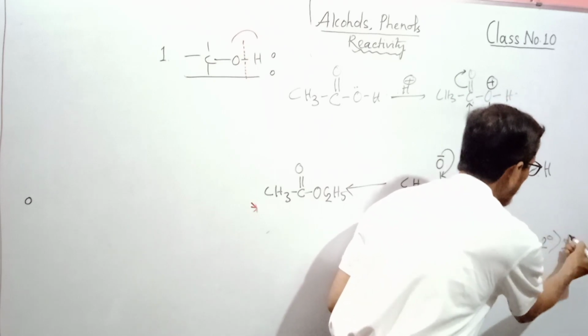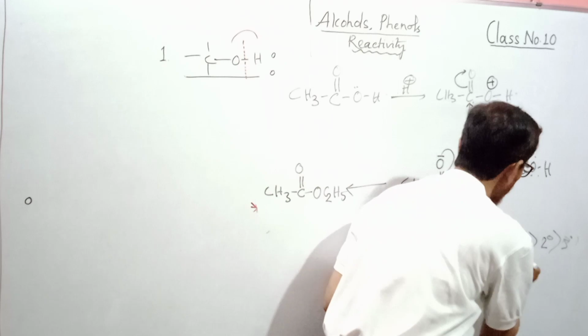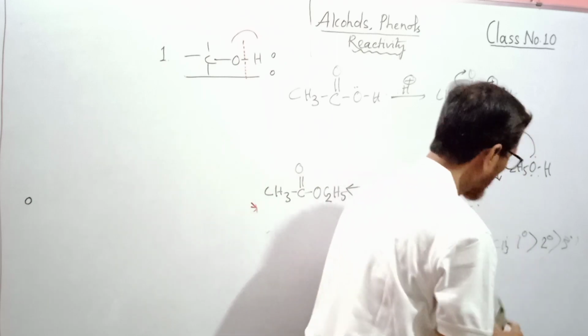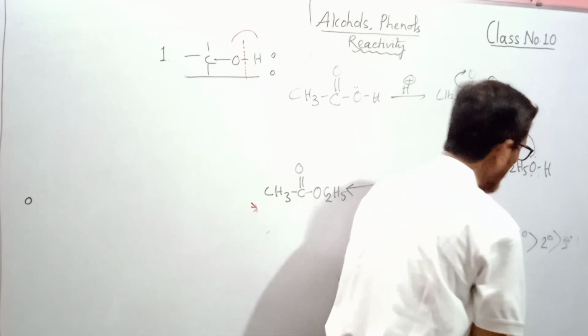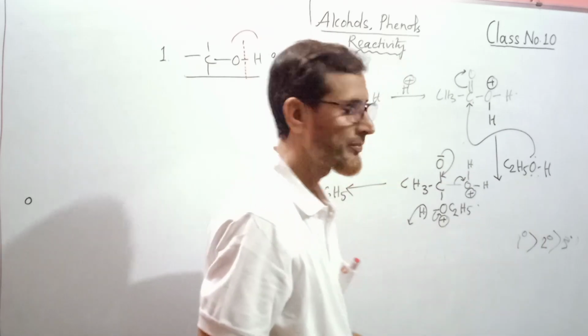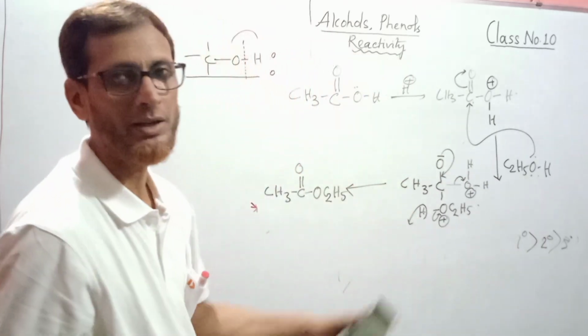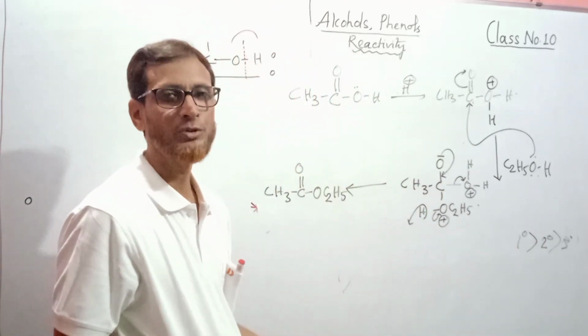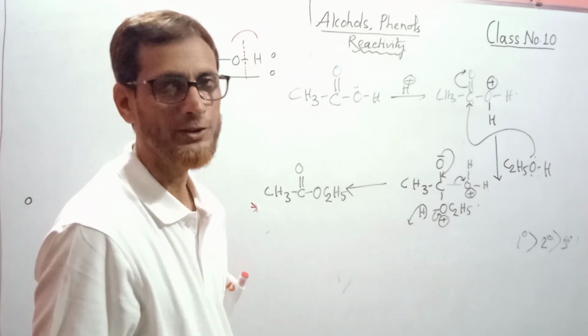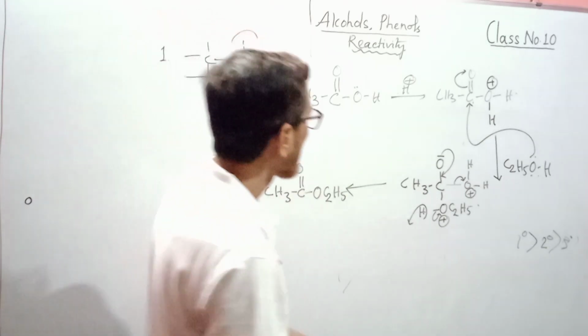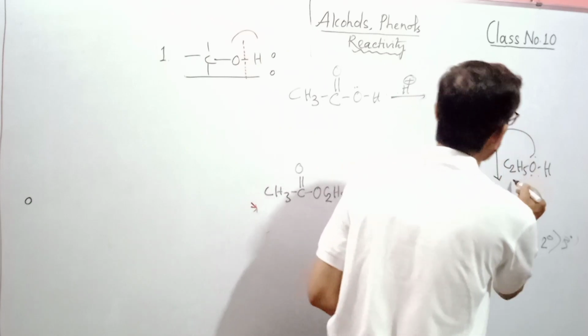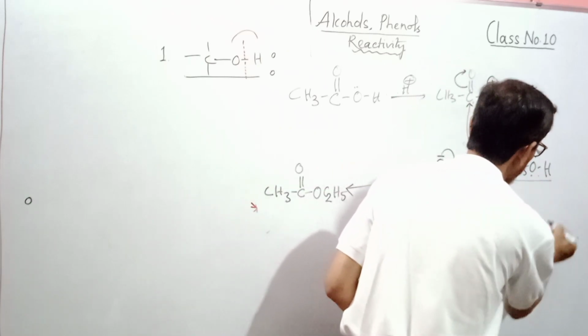My intention is to show the mechanism to make you understand why 1 degree is more reactive than 2 degree than 3 degree. Even methyl is more reactive. If there is methanol, even methanol is more reactive than 1 degree. Later on I will tell you. In my carbohydrate chapter I have shown you the esterification process. Am I right? So here you see the nucleophile is attacking here. This is the step from where we will explain this.